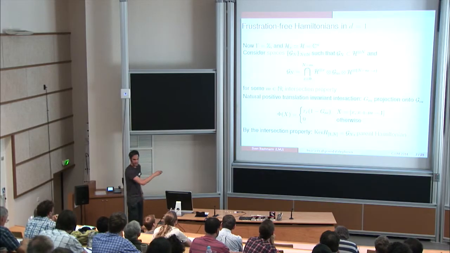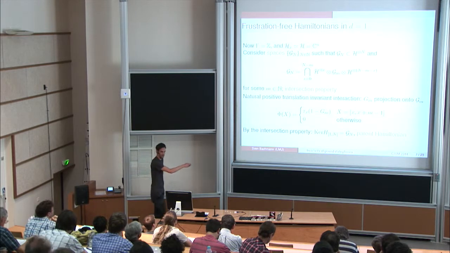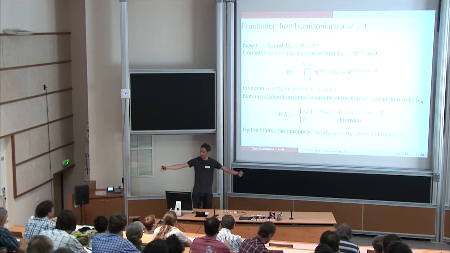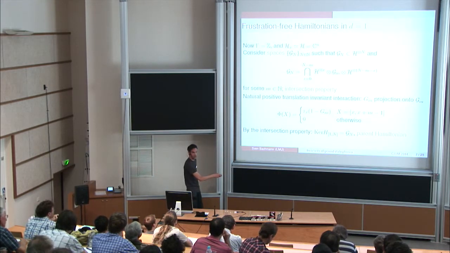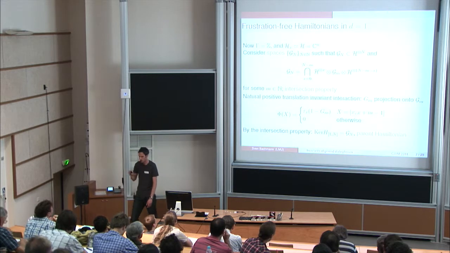But precisely by the intersection property, if you take a sum of 2 or 3, then in fact the kernel of the Hamiltonian defined with that interaction on the chain of length n is exactly going to be this G_n, by this intersection property. And that's also where this term frustration-free comes from.